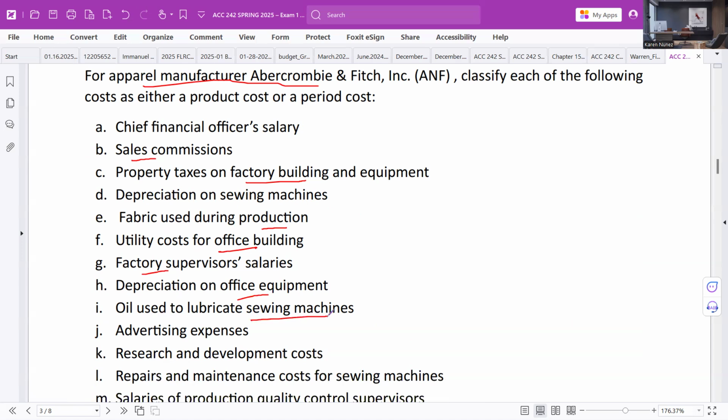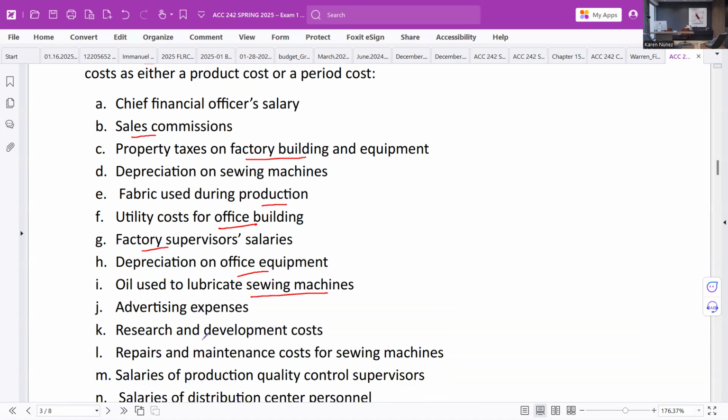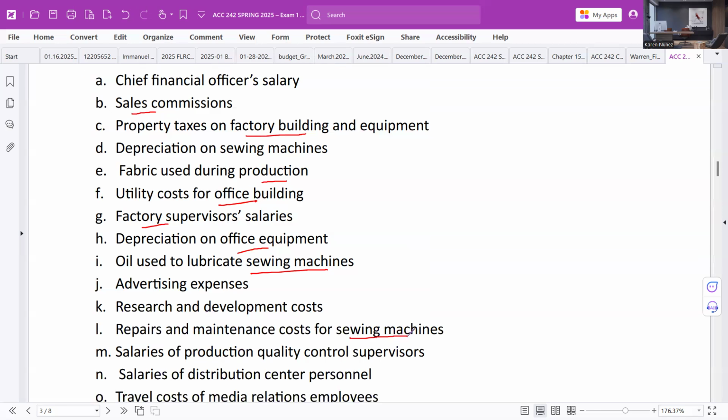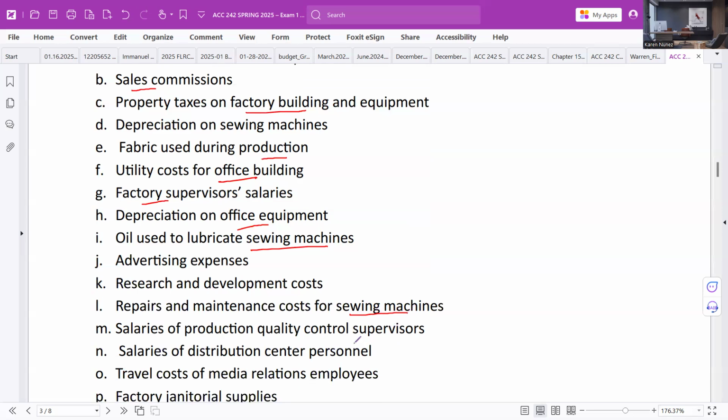The oil that's used to lubricate the sewing machines. Sewing machines are used to make the product. That's a product cost. Advertising expenses has nothing to do with production. That's a period cost. Research and development costs. Research and development, that's not a product cost. Research and development is not directly related to production. That's outside of production. That's a period cost. Repairs and maintenance costs for the sewing machines. Sewing machines are used for production. That's a product cost. Salaries of the production quality control supervisors. Well, they work in production, product costs.